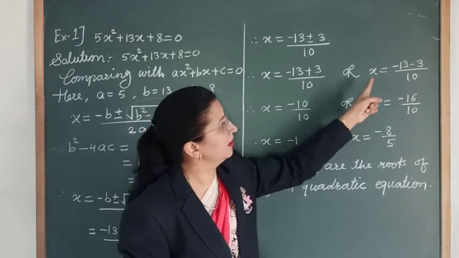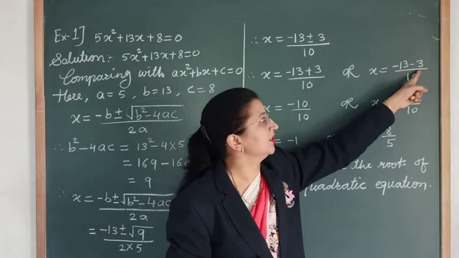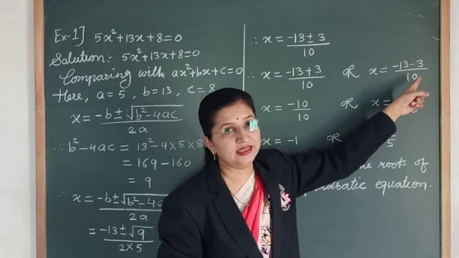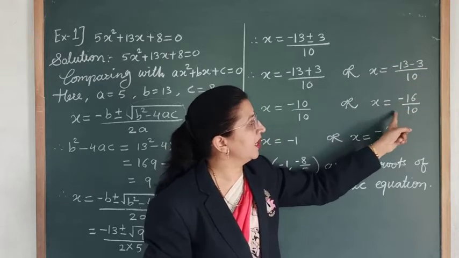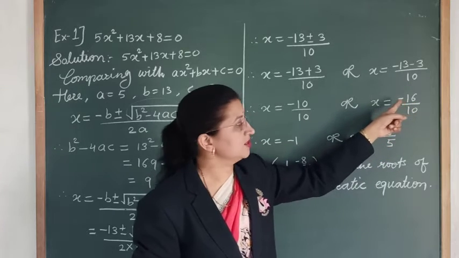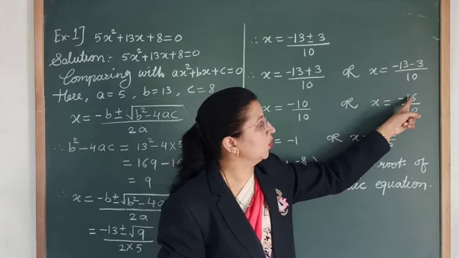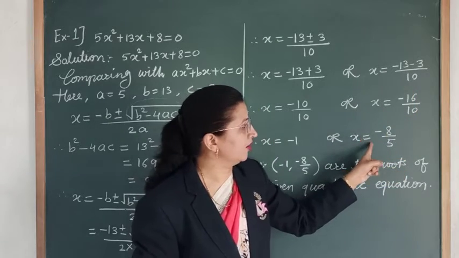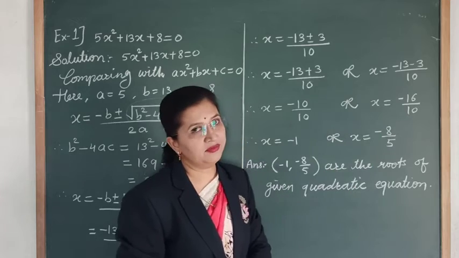Okay. Now this one, 13 is negative, 3 is also negative. So same sign, addition. So 13 plus 3, that is 16, sign of bigger number upon 10. So here it is possible to reduce. So let's reduce that. 2 8s are 16, 2 5s are 10. So in this way we got the second root, that is negative 8 upon 5.